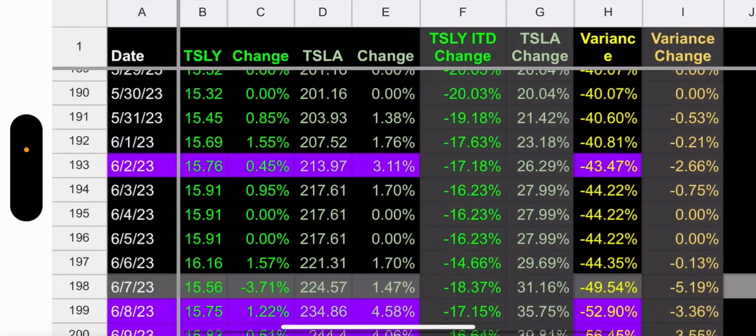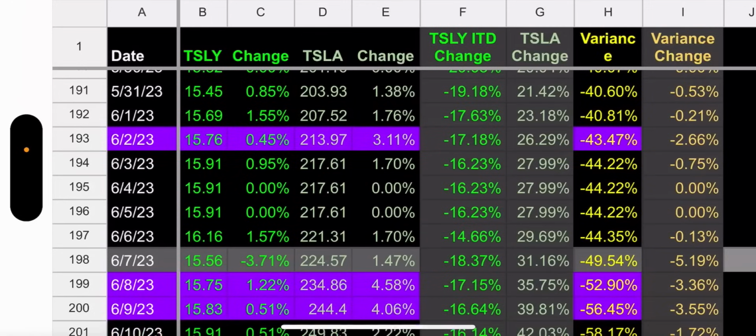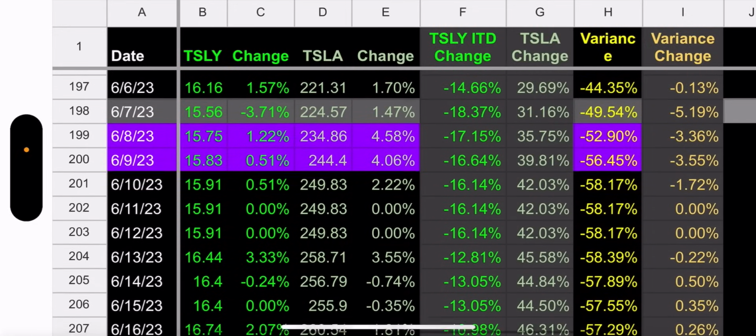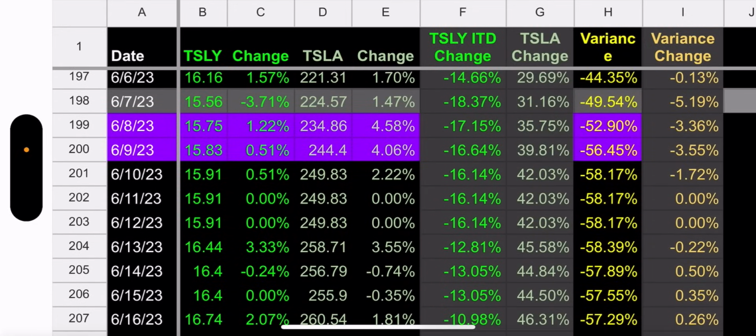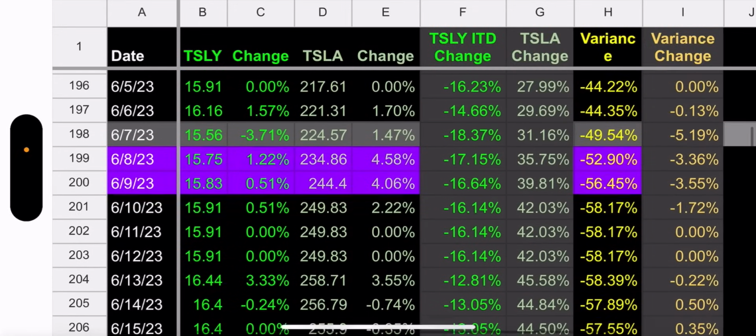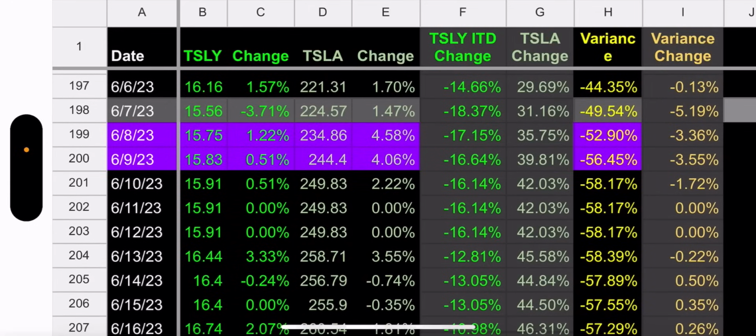Oh, here we go. Another purple. Tesla jumped 3.11. And what did we jump? 0.45. Again, we're not capturing because we're selling calls barely out of the money, I'll say. Not enough to capture these swings of Tesla. Okay, here's the ex-dividend day. This one did some damage. Look at the variance on row 197, 44%.